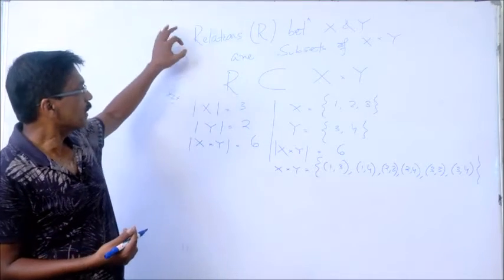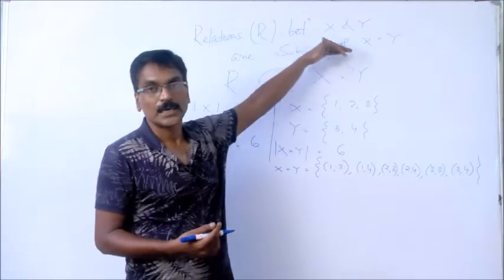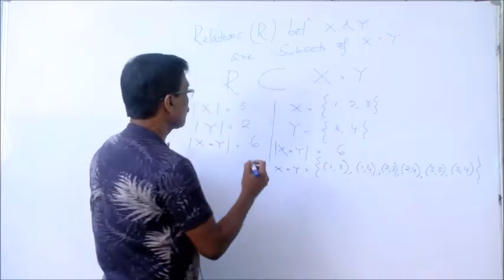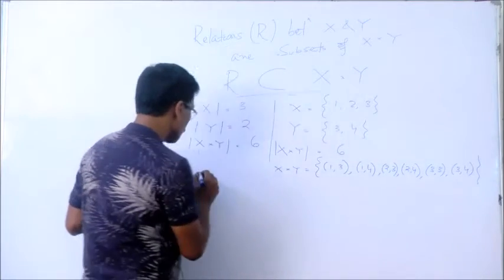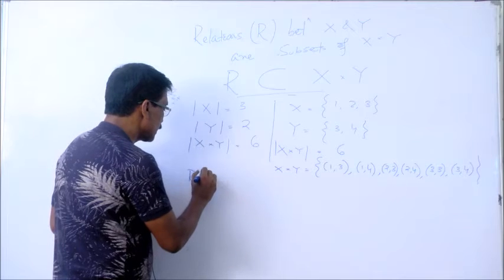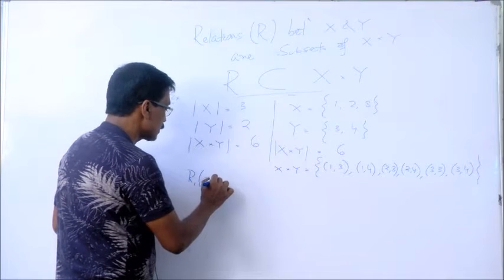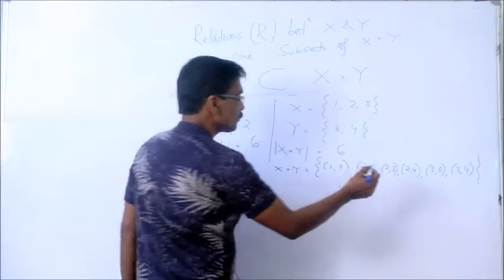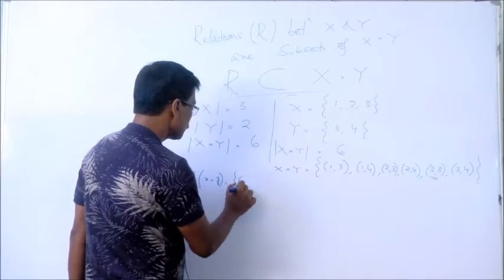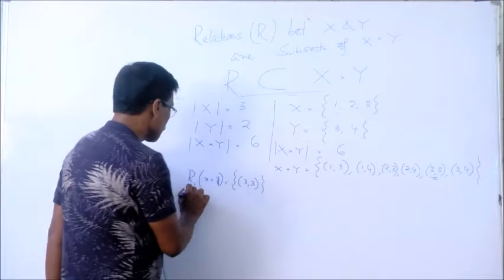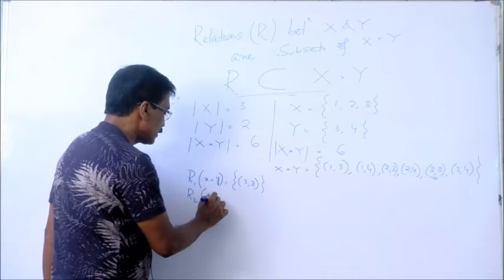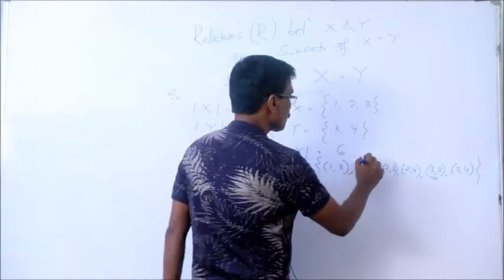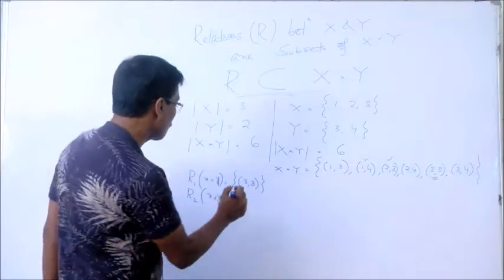Now, if we define a relation between x and y, all the relations are subsets of x cross y. So, R is a subset of x cross y. We can take R1 as any relation, say x is equal to y. Out of these elements, the first element is equal to the second element. So, obviously, it is (3,3). Say R2 is another example, x plus y is equal to 5. Then out of these elements, this is (1,4) and (2,3). So, these are two elements.